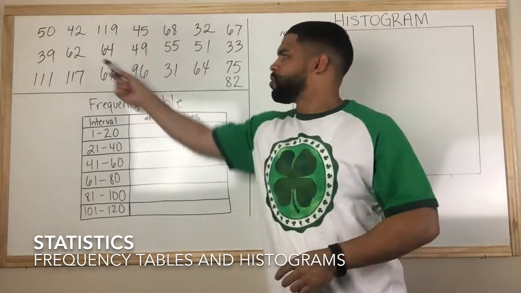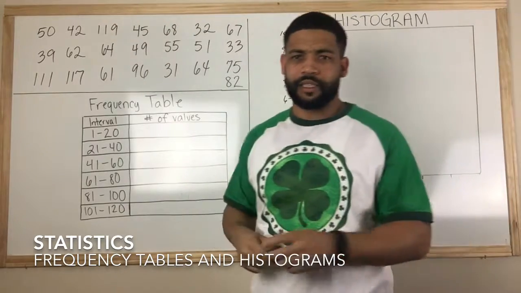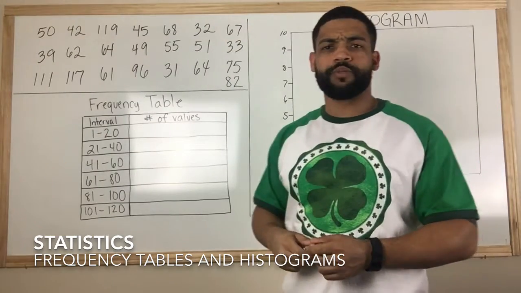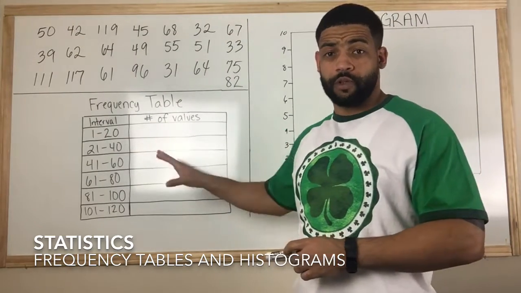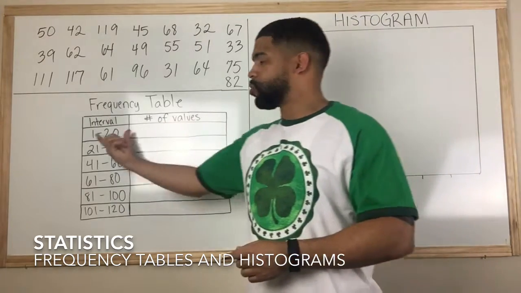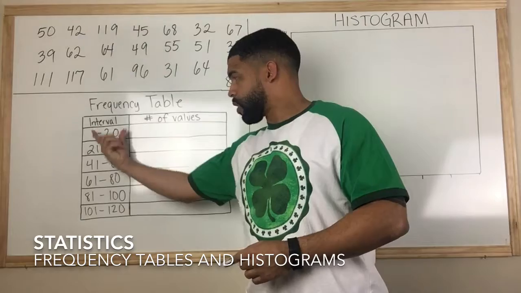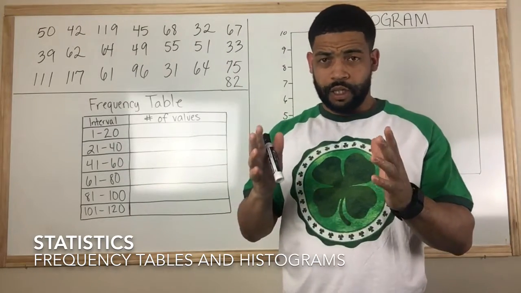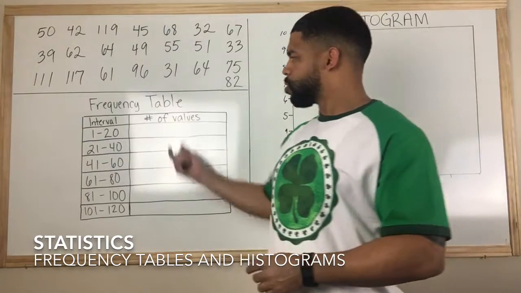So I have 22 numbers in my data set, 22 elements in my data set. And what I want to do first of all is break them down and put them on a frequency table. Now, a frequency table takes the numbers and breaks them down into intervals. Here I have 6 different intervals, and each interval is in increments of 20. So I'm going to place them here.